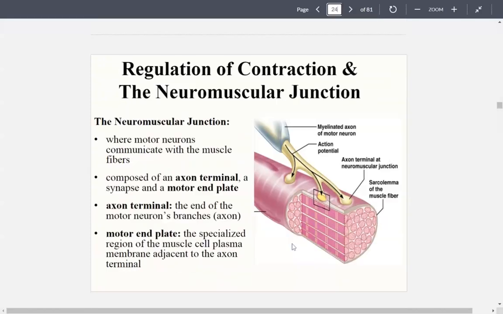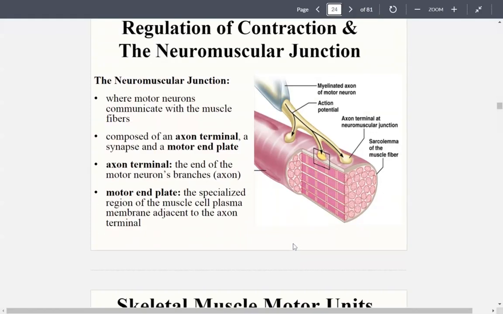All right, let's talk about the neuromuscular junction. So the neuromuscular junction is where a motor neuron makes contact with a muscle fiber. Each muscle fiber is only going to have contact with one motor neuron. One motor neuron, though, can have contact with multiple muscle fibers. And this is what's going to allow for smooth, even contraction.